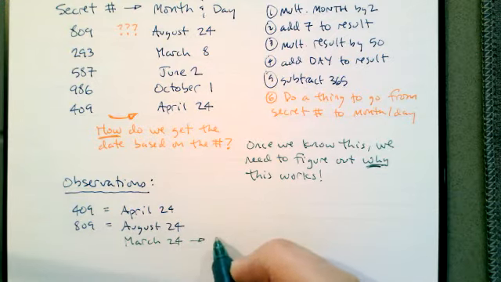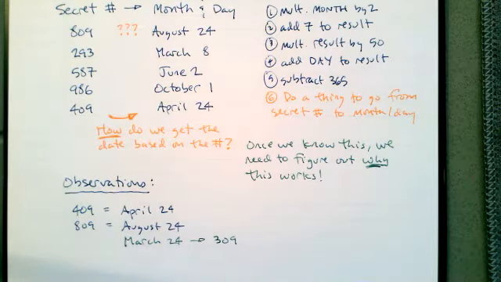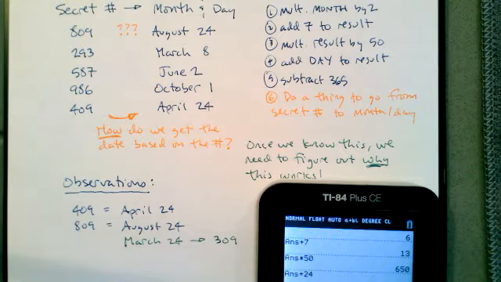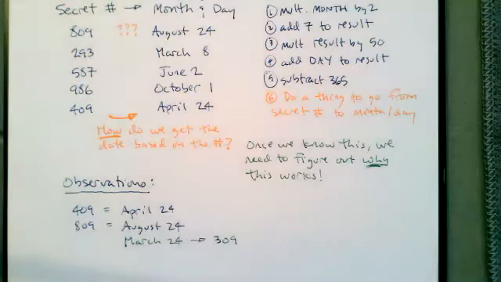And it looks like you did March 24 and came up with 309. So maybe there's something going on here. These three observations, what do they suggest? So 409 is April 24, 809 is August 24. We try March 24 and we got 309. Let's double check that to make sure that it's okay. Take the month 3 and multiply by 2, add 7, multiply by 50, add the day, and subtract 365. So March 24 does in fact lead to 309. So what does this suggest?